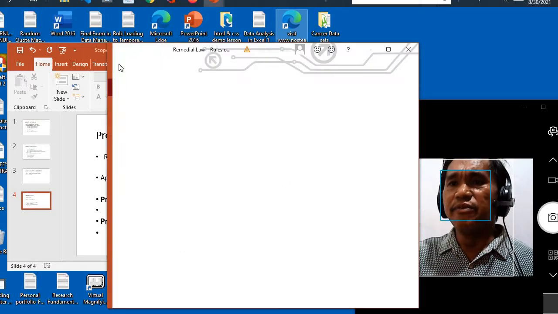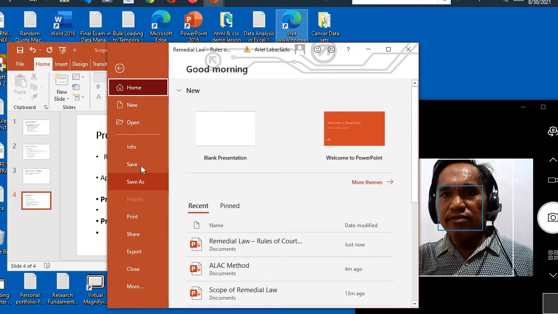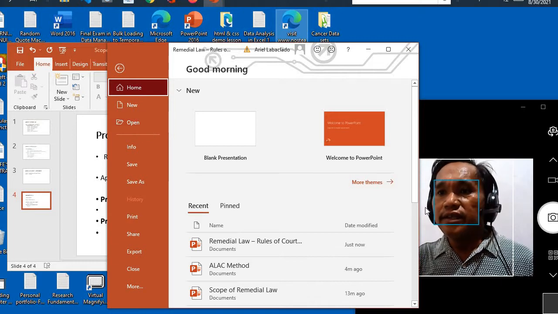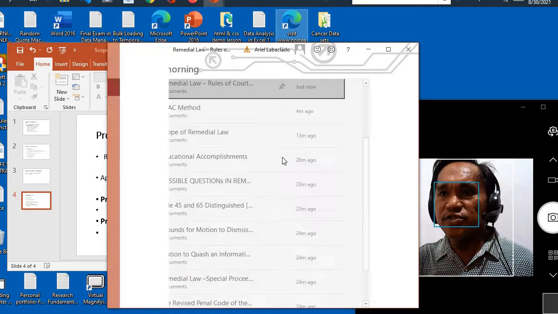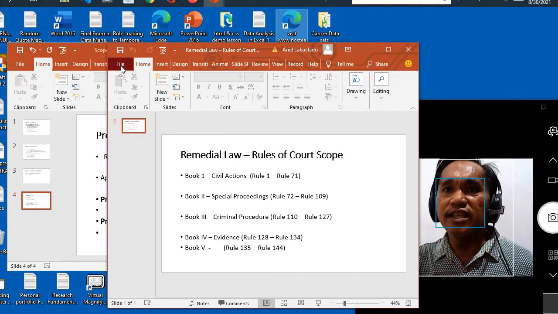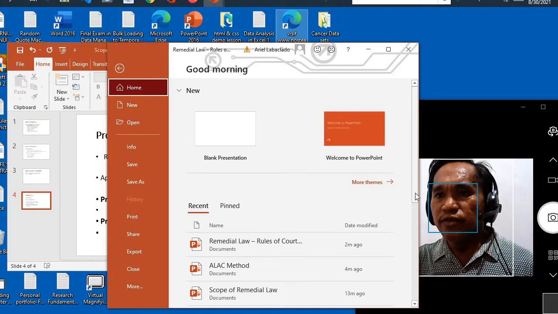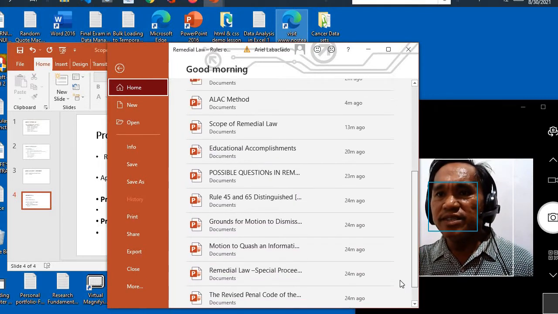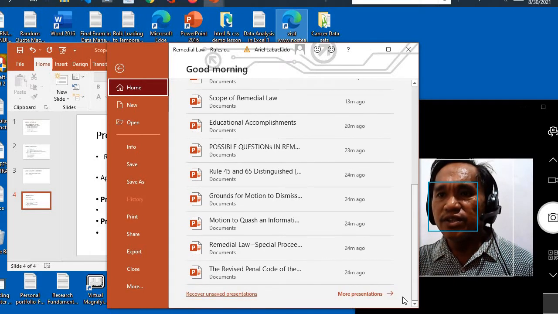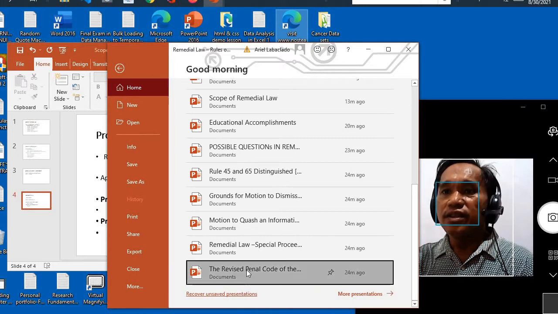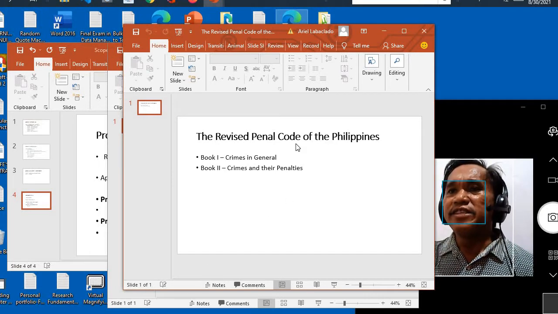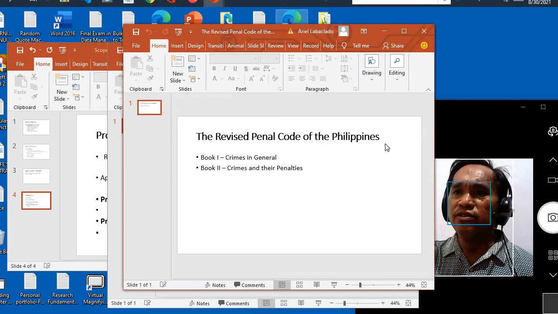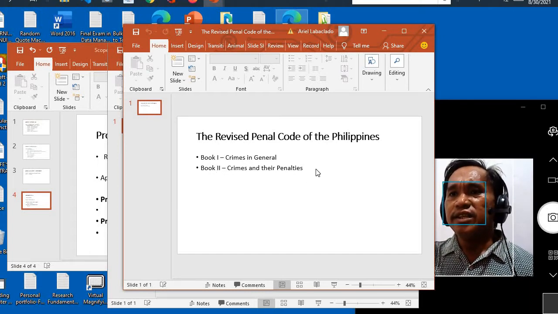So there we are. Let's see what my files are. Remedial law, rules of court, ALAC method, scope, possible questions. Okay, so I have here the Revised Penal Code of the Philippines. So this is for the criminal law. So we all know that book 1 is crimes in general, then book 2, crimes and their penalties.